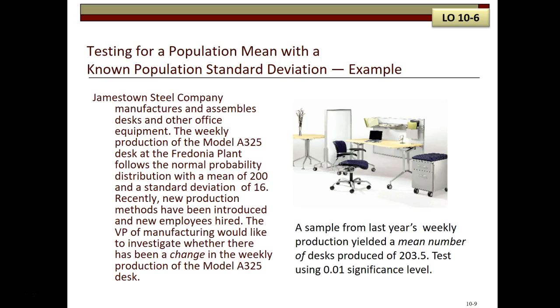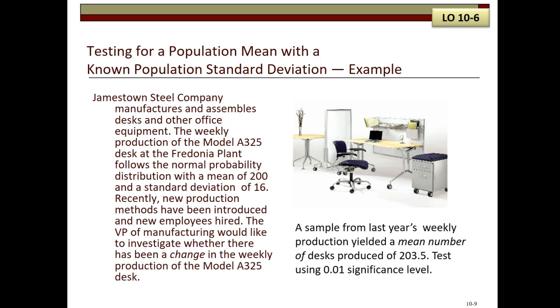And he says, look, I want to be really sure about this. I want to use a significance level of 0.01. So that's a 99% confidence, right? I want to test this at a 0.01 significance level because it's that important and the results are that critical. The problem doesn't tell you, and it took me a little while to figure this out, that the sample size is 50. They took a sample of 50 desks, and from that sample of 50, they got a 203.5.